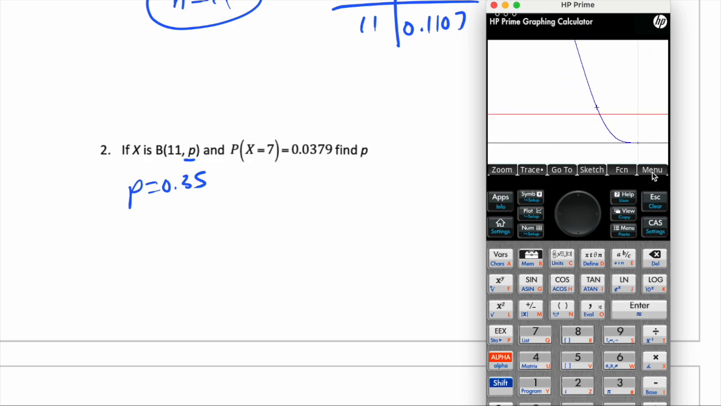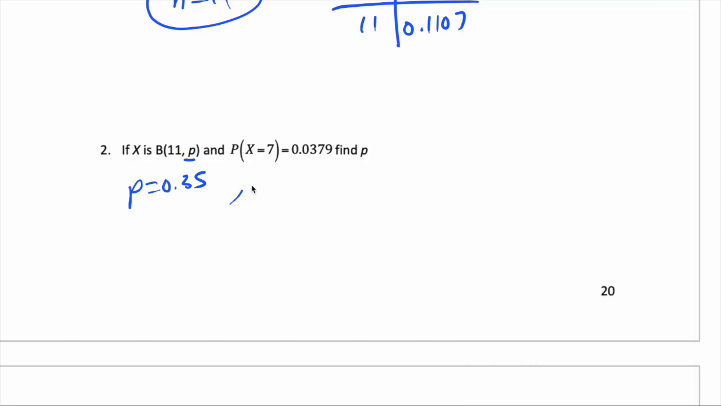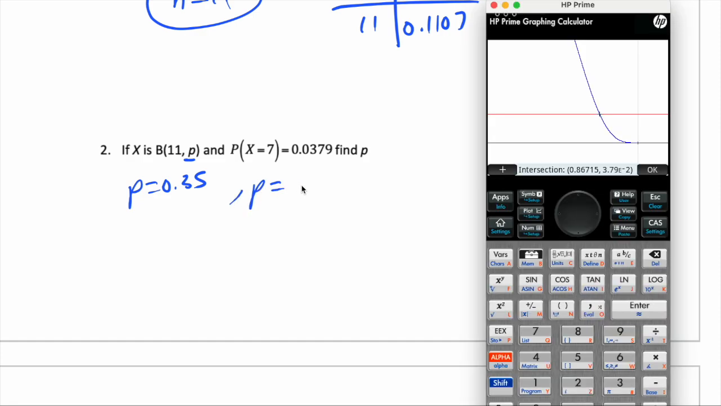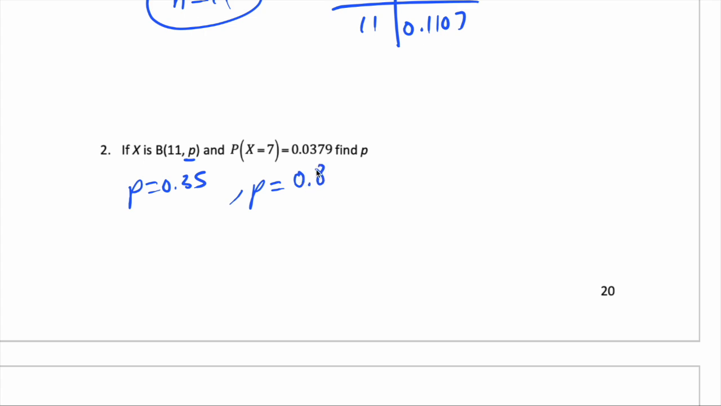Let's get this one over here. Function, intersection. So p equals 0.867. Both of those are between 0 and 1, so we have 2 possible answers.